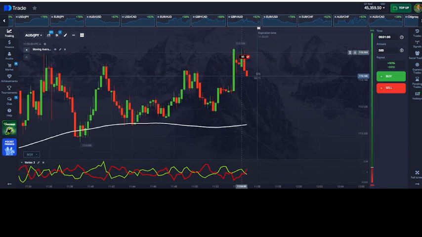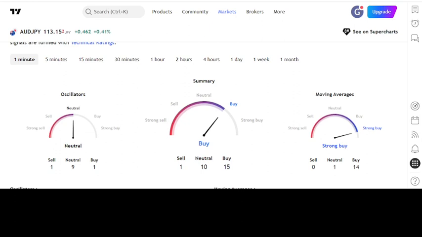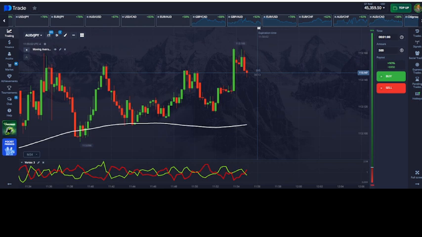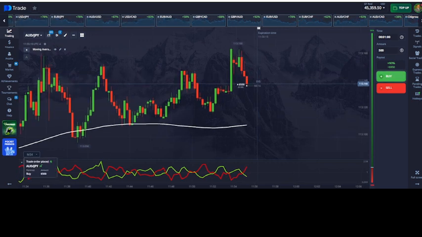Okay, so that trade was out of the money. All right, so let's go back to the technical indicator here. And how I reload it, I'll just click on 5 minutes and go back to 1 minute. Okay, it's still giving us a buy signal on the summary. So let's take two buy trades here at this level.